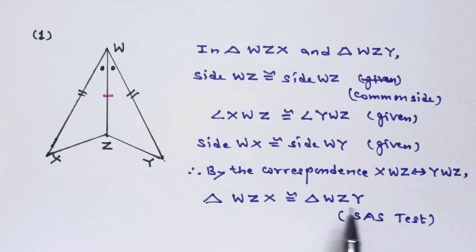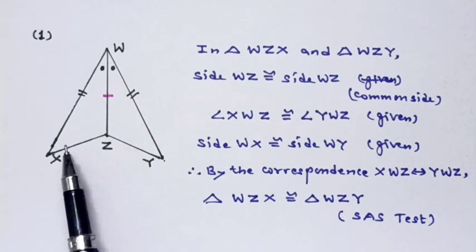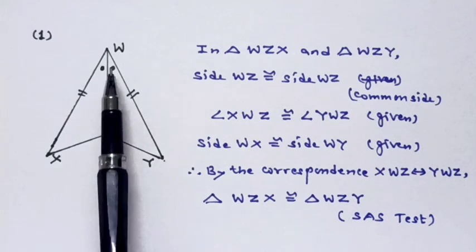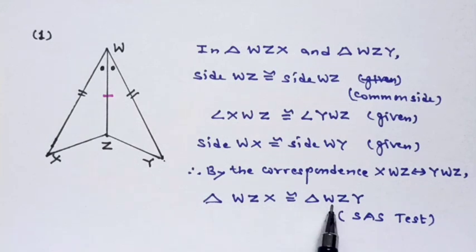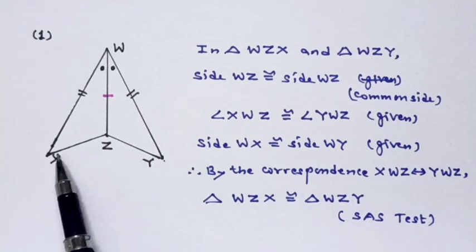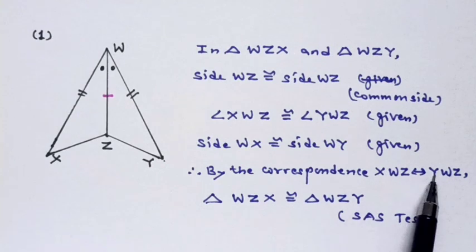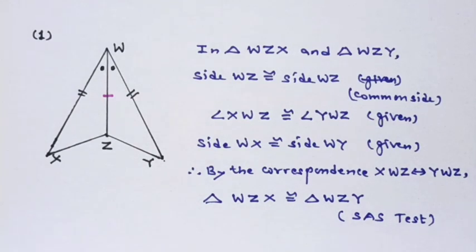Now correspondence means when you fold it and try to cover each other, coincide each other, X will go to Y, Z will go to Z, and W will go to W. So W goes to W first, the correspondence is here, W to W. And then X goes to Y, W goes to W, and Z goes to Z. So I hope you followed.